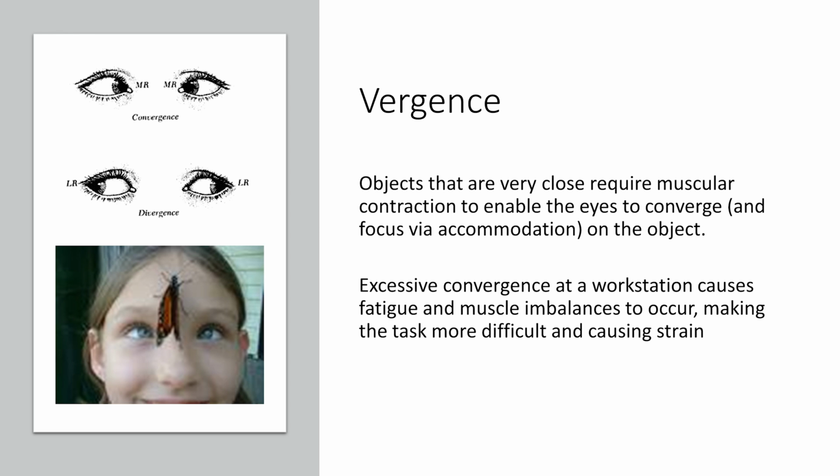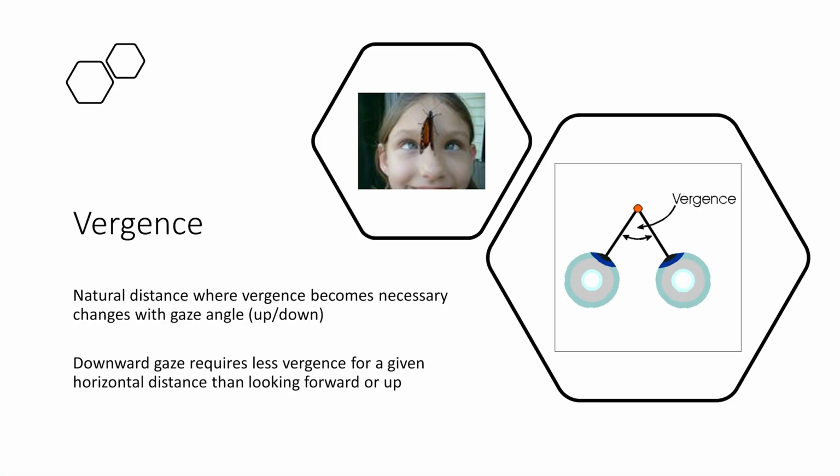Excessive convergence at a workstation can lead to fatigue, makes it harder to focus on the task, and leads to eye strain. The natural distance where vergence becomes necessary changes with gaze angle. So as you look up or look down, it'll change how far away from an object you need to be before convergence is required. Downward gazes require less vergence for a given horizontal distance than looking forward or looking up.